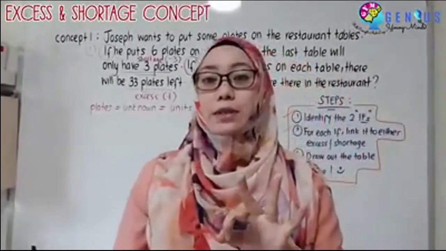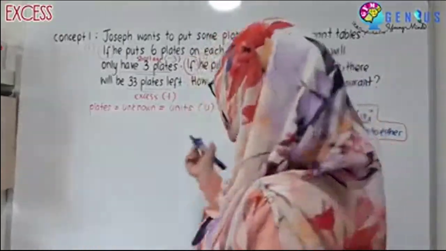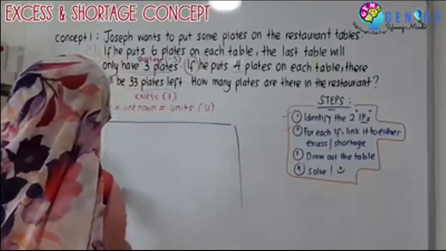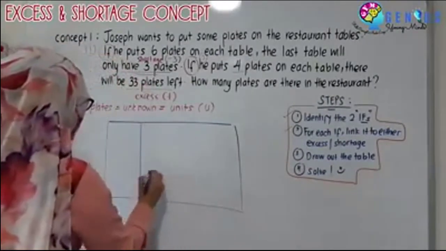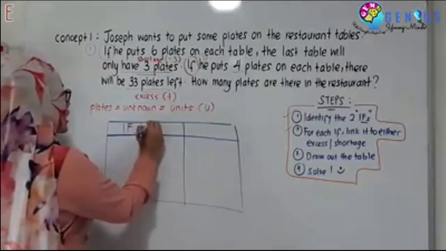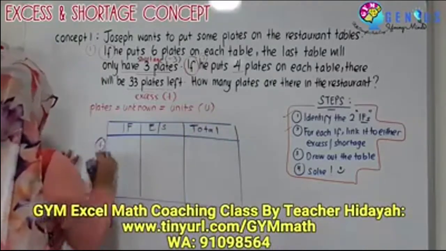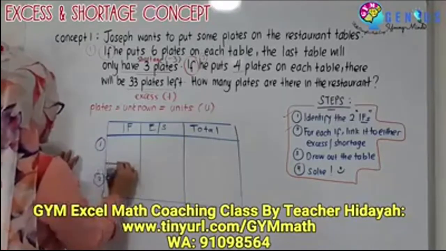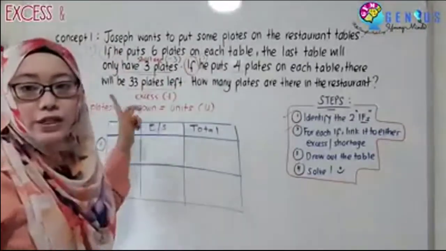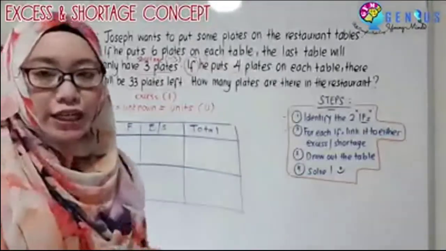There will be 3 columns. One is the if, one is excess or shortage, and another one is the total column. So let's draw out the table. We are going to divide it into 3 columns: the if, the excess or shortage, and the total. And then we are going to put number 1 and number 2. This refers to the ifs. There are 2 ifs, right? So the first row is for the first if, the second row is for the second if. Now we're going to put in the information inside.